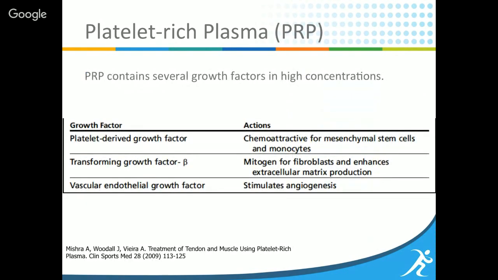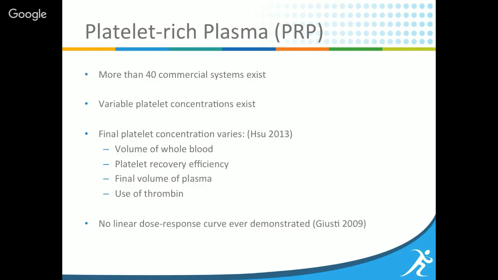PRP contains a number of growth factors in high concentrations. Number one, platelet-derived growth factor, transforming growth factor beta, and vascular endothelial growth factor. The main thing is that these growth factors are used to initiate an inflammatory response and start angiogenesis and tissue healing.